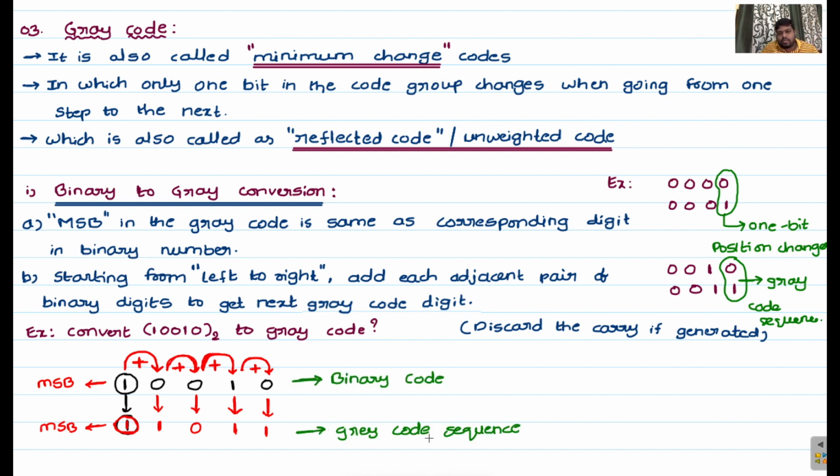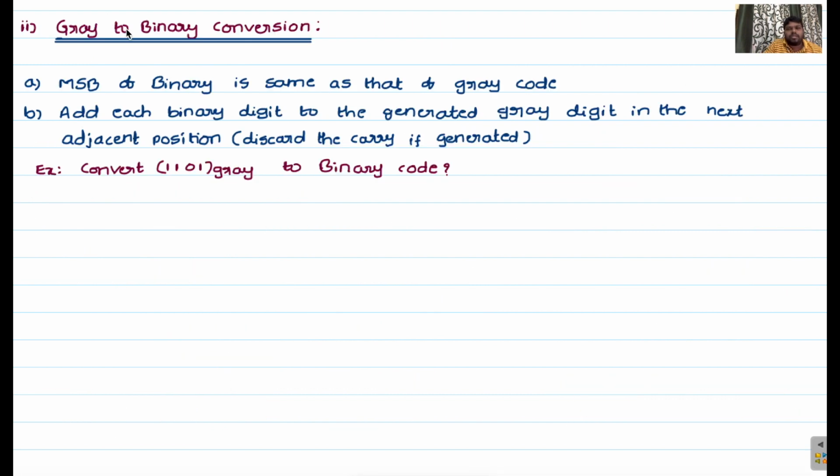That means here I am writing 1 0 0 1 0 base 2. This is the binary equivalent. For this binary equivalent, the equivalent gray code sequence is 1 1 0 1 1. This is your gray code sequence. This is your binary sequence. So this is binary to gray conversion.